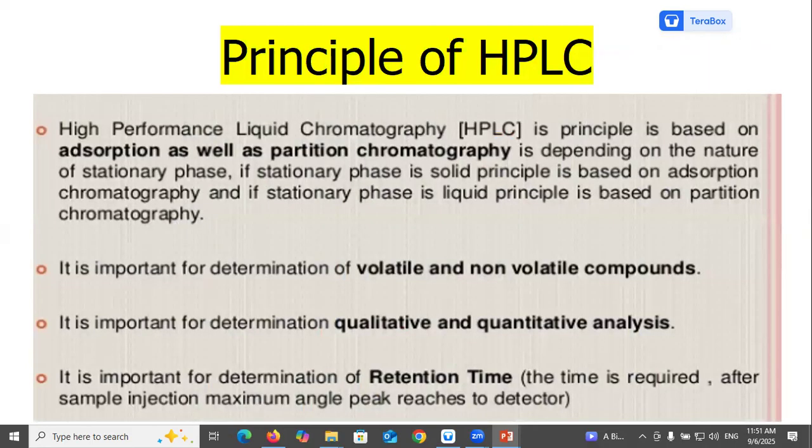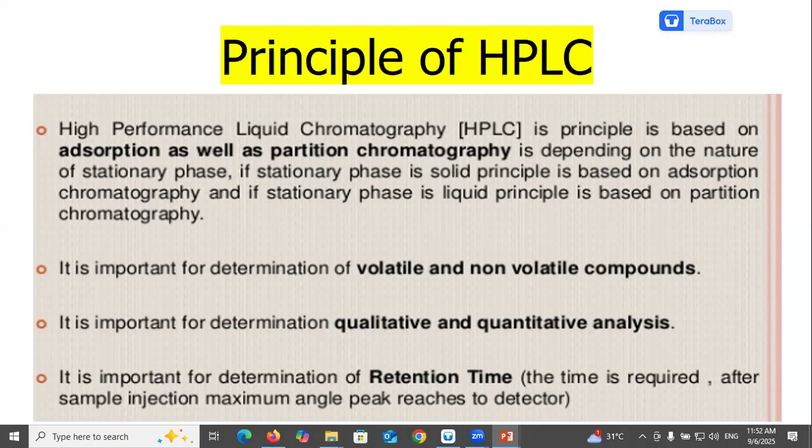Principle of HPLC: high performance liquid chromatography is based on adsorption as well as partition chromatography, depending on the nature of the stationary phase. If the stationary phase is solid, the principle is based on adsorption chromatography, and if the stationary phase is liquid, the principle is based on partition chromatography.